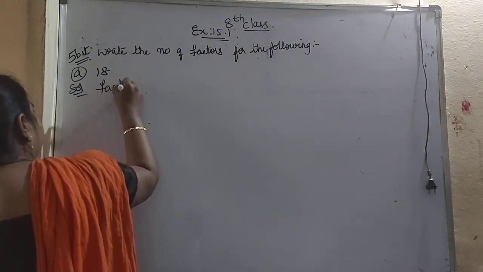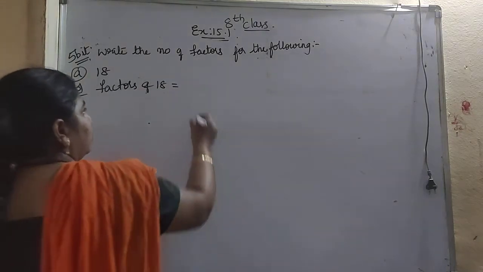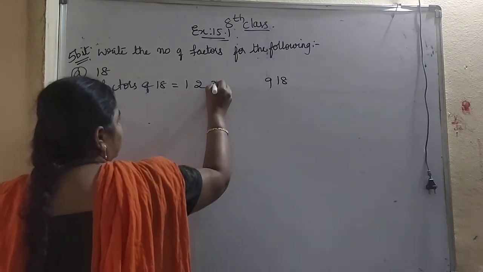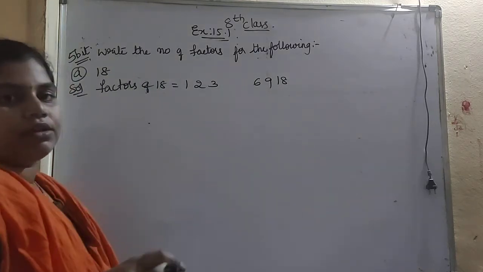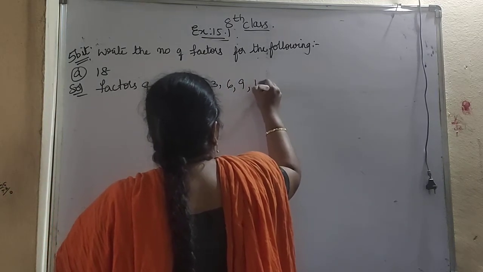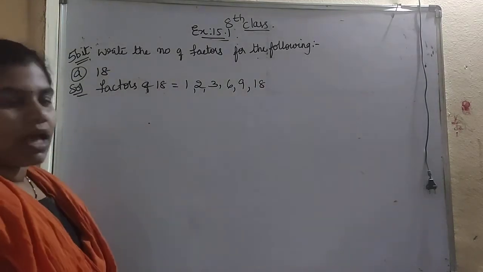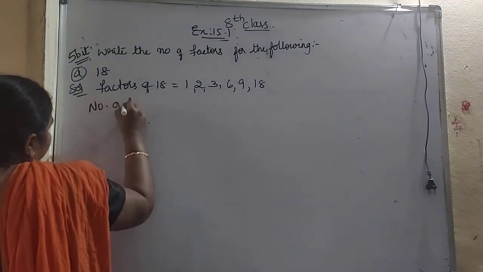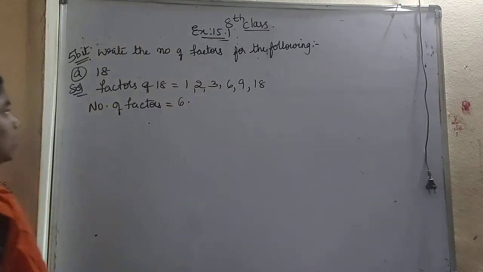So factors of 18 is equal to, now 18 will go in which table? 1, 18 times is 18. 2, 9 times is 18. 3, 6 times is 18. In 4 table it will not go, and also in 5 table it will not go. So what are the factors of 18? 1, 2, 3, 6, 9 and 18 are the factors of 18. So number of factors are 1, 2, 3, 4, 5, 6. So total number of factors are 6.